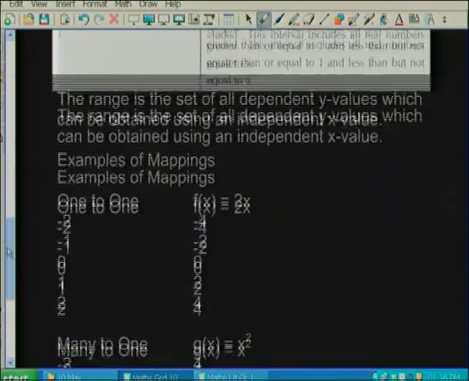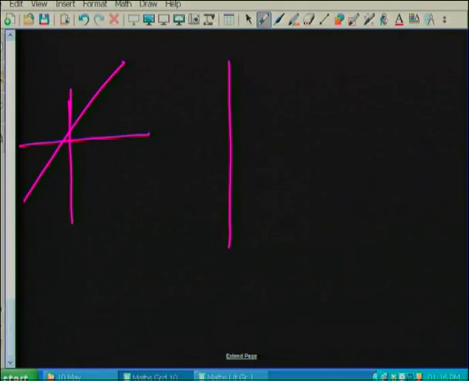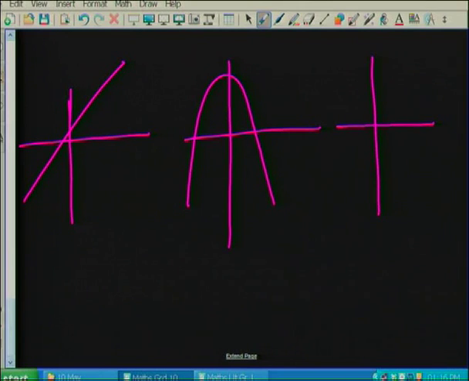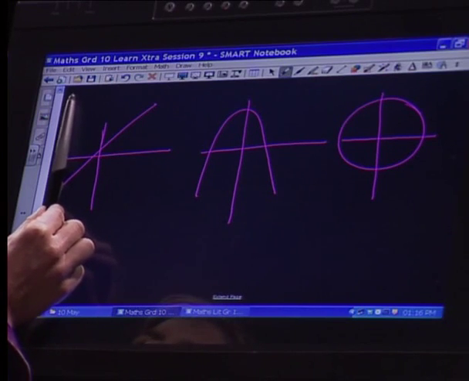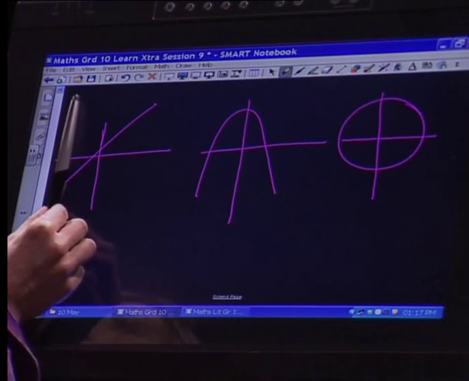Now, what I'm going to do is I'm quickly going to draw a couple of graphs. Firstly, let's draw a straight line graph. That's a straight line graph. A parabola. And a circle. Now, the vertical line test, to check whether it is in fact a function, you will take your pen and you will place your pen parallel to the y-axis. At any one point, if your pen only intersects the graph once, then we are dealing with a function.